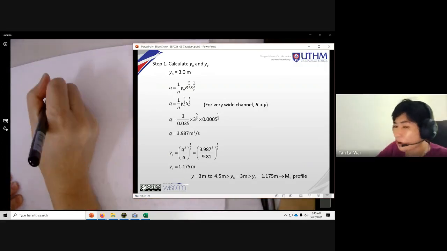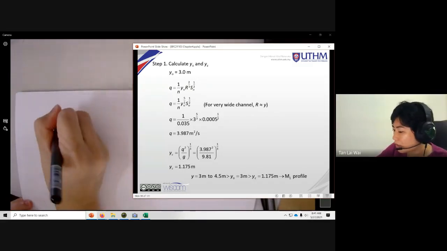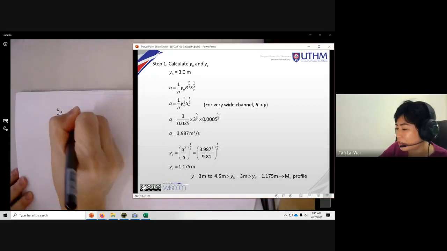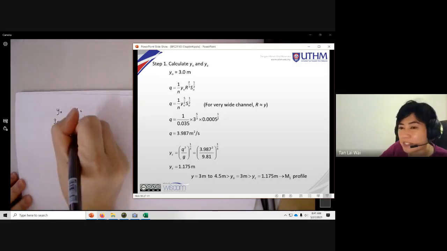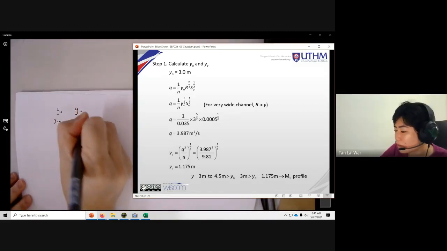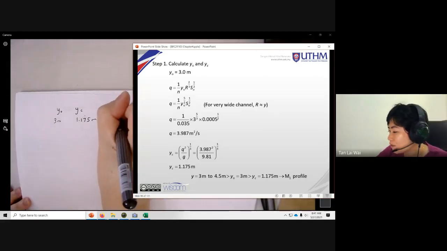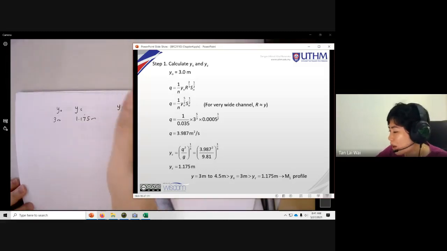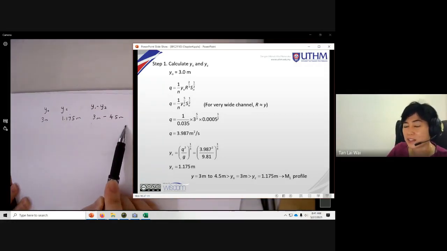Remember, first you need to compare y naught and yc. So, I have here y naught is 3 meter, my yc is 1.175 meter, and then my y increases from y1 to y2, which is from 3 meter to 4.5 meter. Okay, this is the profile of gradually varied profile. Okay, now here's the thing.